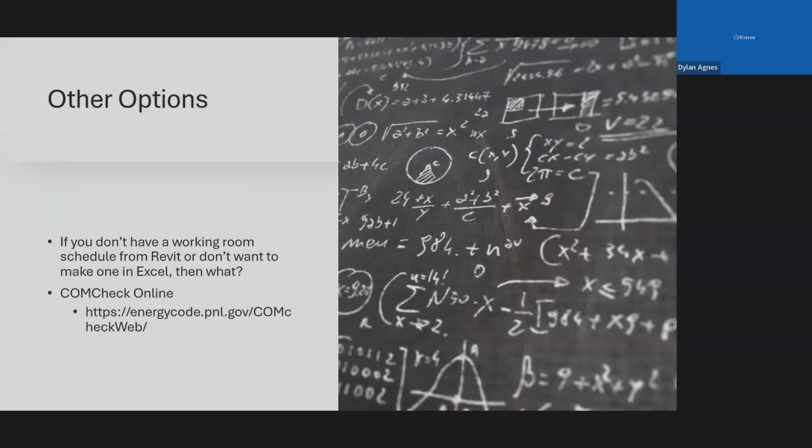So other options. If you don't have a working room schedule in Revit or Excel, I would encourage you to check out Contract Web. You can basically just put in averages, basic information to get the project started, and then you can start putting in your space types, the area, and you can tell it which code you're needing to be in compliance with, and it will basically help you.